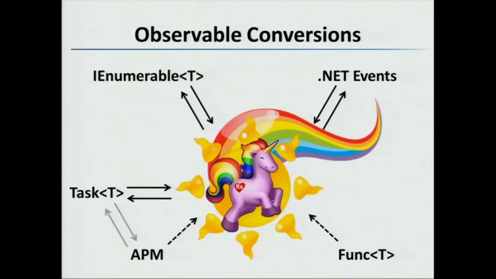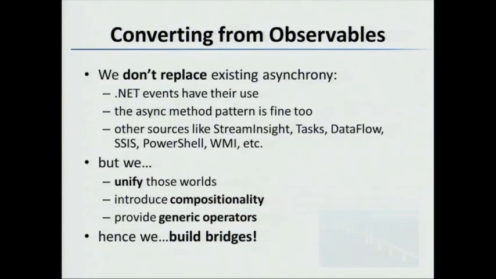And so we have bridging methods that convert to and from the observable world into .NET events, into tasks, and everything else. That way you can bring your tasks and your events together into a common programming model for asynchronous data streams. And that's the power of Rx. It gives us kind of the lingua franca to deal with asynchronous data streams.